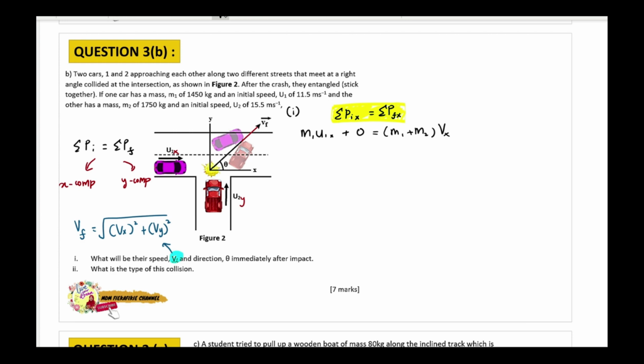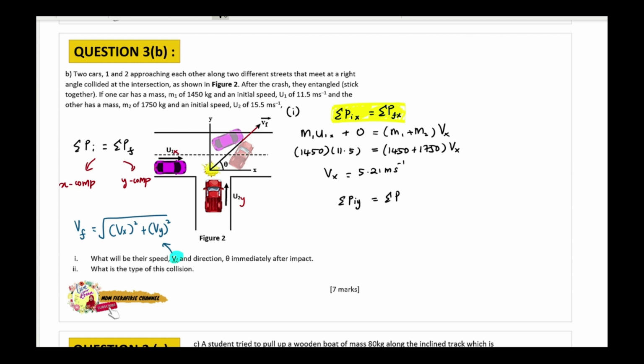So now for M1, saya akan masukkan 1450 and then U1X. U1X is moving to the right, so it should be positive. Okay, remember kalau to the left, negative lah. Okay, so 11.5 equal to M1 plus M2. So M1 is 1450 plus 1750 Vx. So from this calculation, we can find Vx 5.21 meter per second. So finish for X component. And then we move to the Y component.